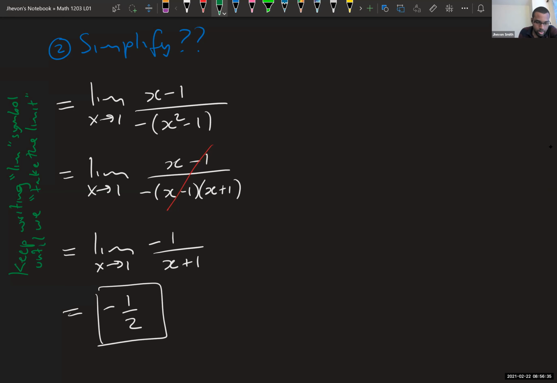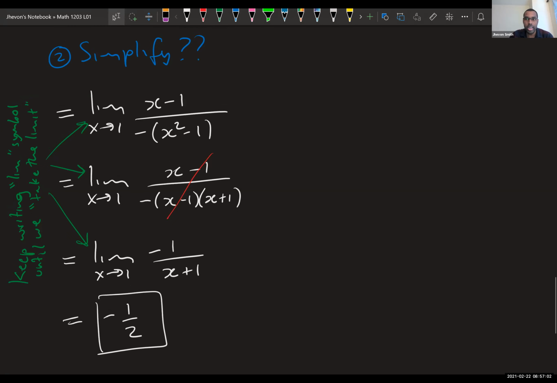Notice that while I'm simplifying, I'm writing the limit symbol because I'm not actually evaluating the limit yet, right? I evaluated the limit on the last step. Now I know what the answer is. There's no reason to write the limit anymore. It's not like I'm asking the question, what are we getting close to? Now I know what we're getting close to. It's minus a half. Until then, that's the main question.